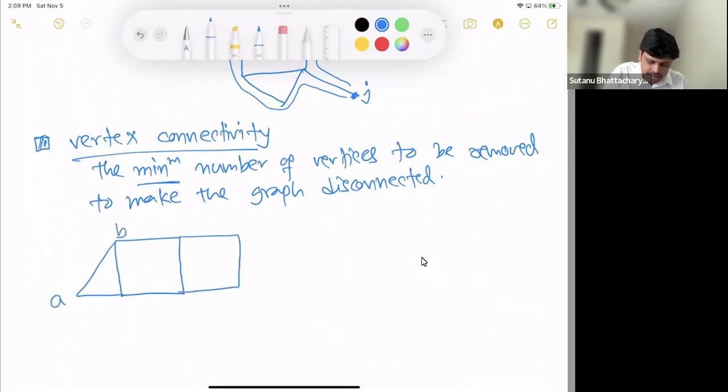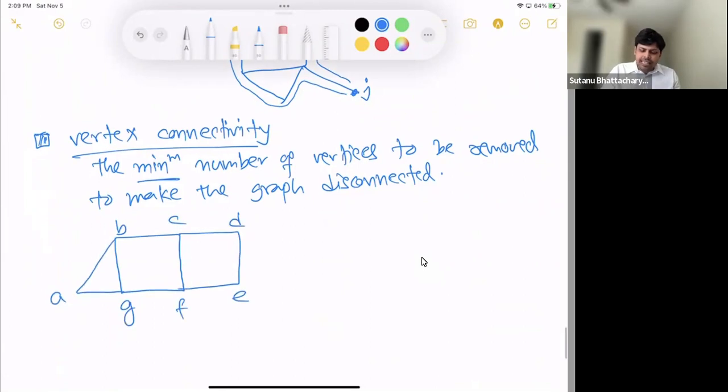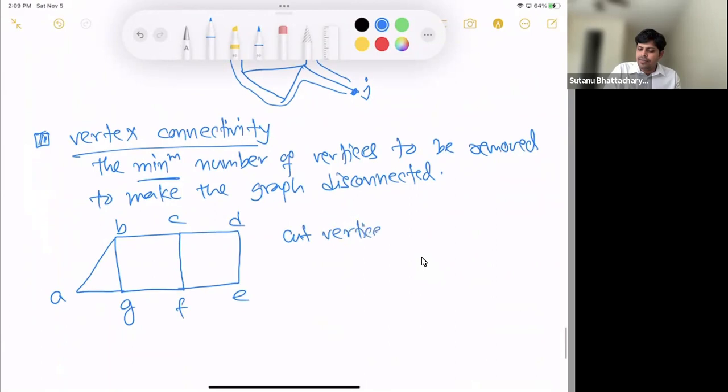A, B, C, D, E, F, G. So this is a graph. Is there any cut vertices? First of all, is there any cut vertices?